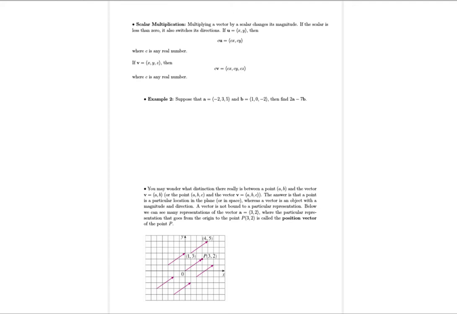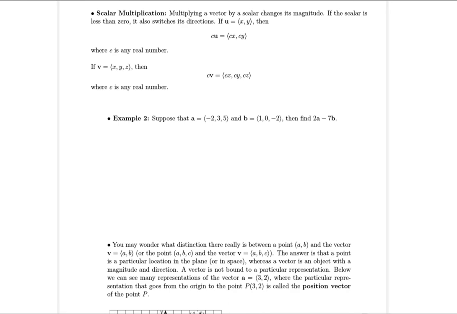All right. Now, we can also do what's called scalar multiplication. That just means we're going to multiply our vector by some constant number c. The way that actually gets carried out is you multiply each of the components by that number c. So here you can see we have c times the vector u equals c times x in the x component and c times y in the y component, and then similarly for 3 dimensions.